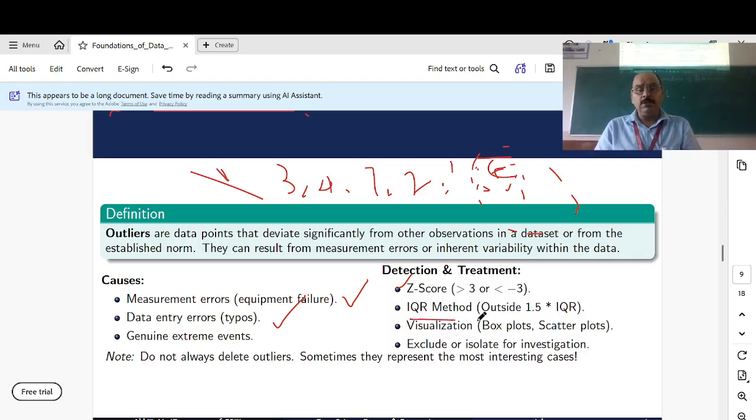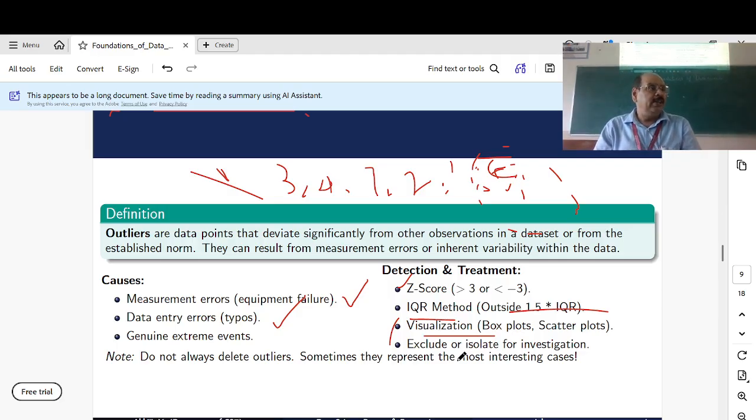IQR method, visualization, creating graphs, creating plots. I told you now we are using some kind of functions. We can use some kind of functions to treat the outliers. And the simplest and easiest way is to remove that outlier from the data set. Simply exclude that data or isolate it for investigation.